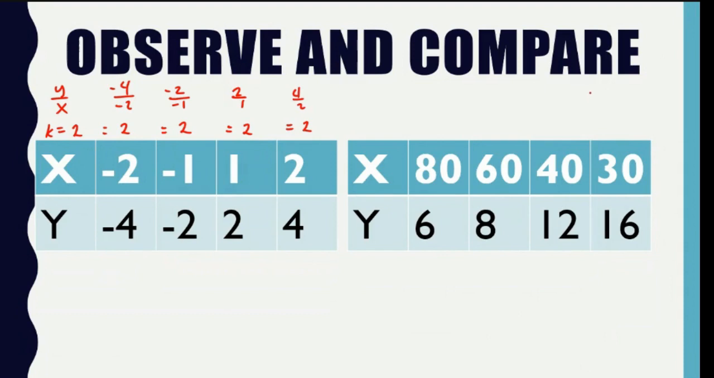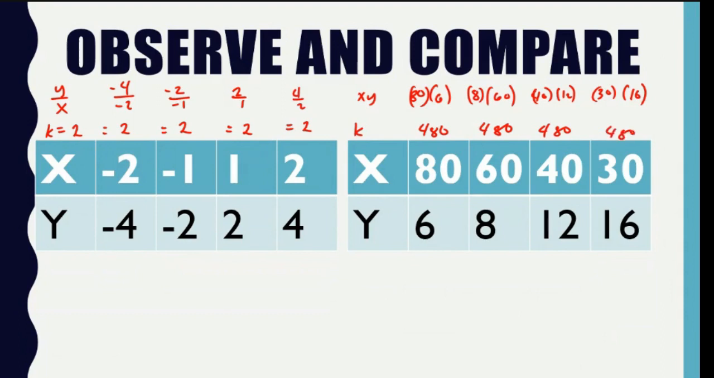So moving on to the second table, this table represents an inverse variation. Therefore, let us try to multiply x and y because the product of the variables in an inverse variation will give you a constant. So let us multiply 80 times 6. The answer will be 480. If you multiply 60 times 8, the answer is 480 as well. If you multiply 40 and 12, you will also get 480. And if you multiply 30 and 16, you will also have 480. Therefore, the constant of variation for this table will be 480.